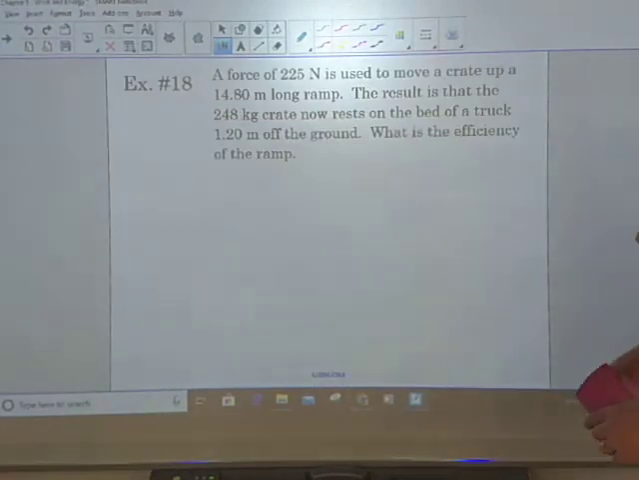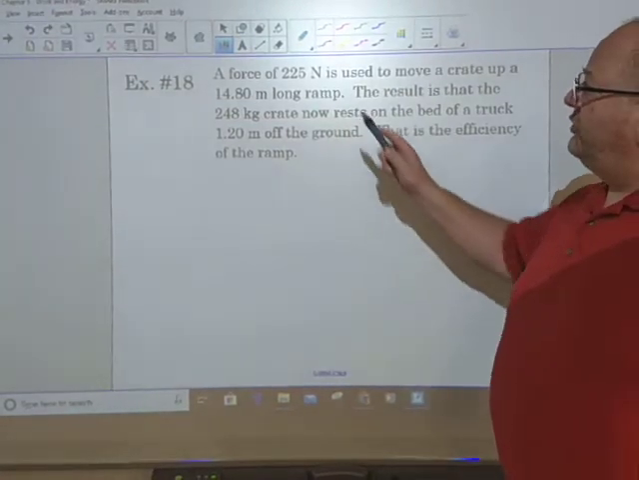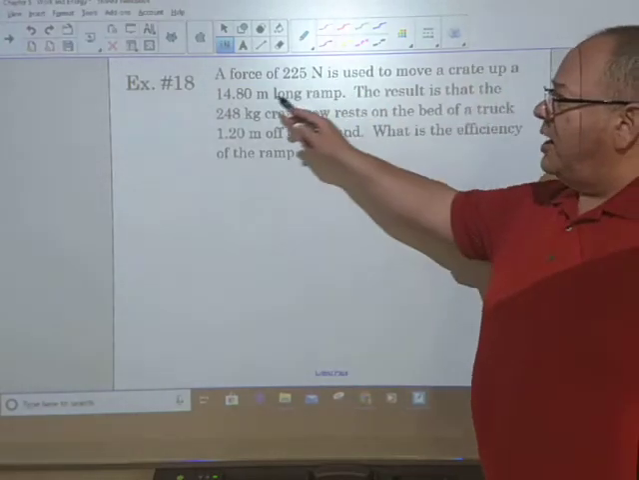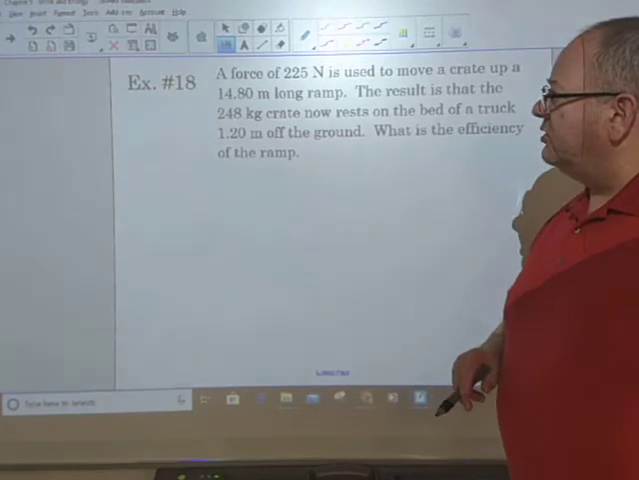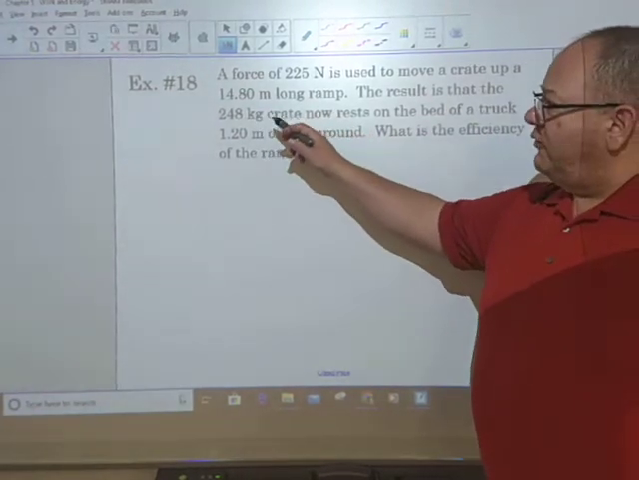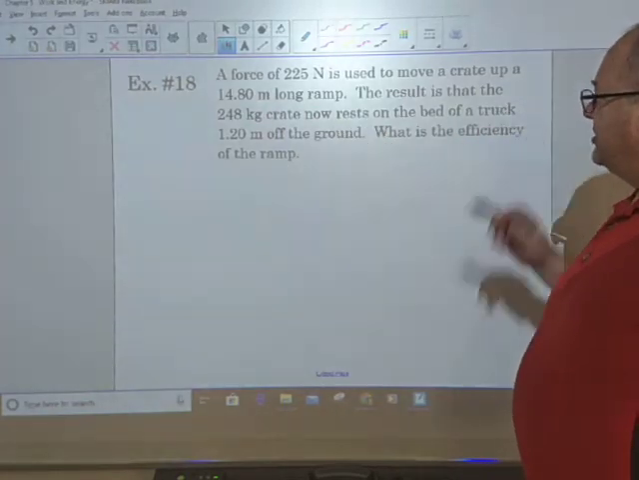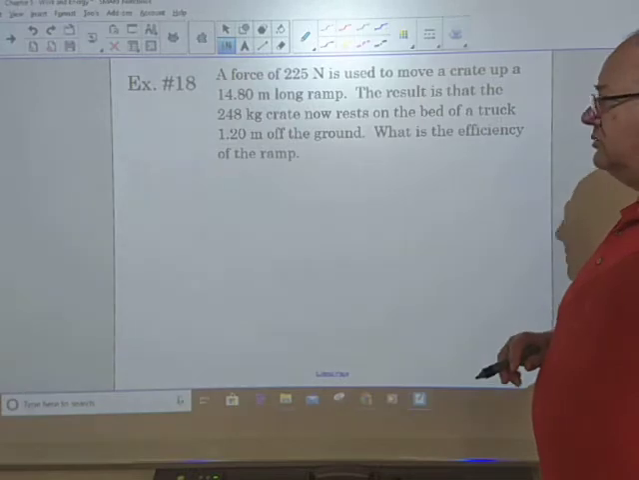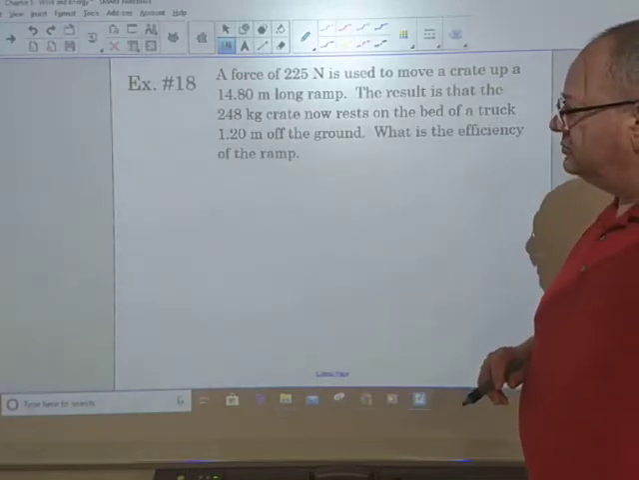Let's do a calculation. So we've got a force of 225 newtons used to move a crate up a 14.80 meter long ramp. The result is that the 248 kilogram crate now rests on the bed of a truck, 1.2 meters off the ground. What's the efficiency of the ramp?